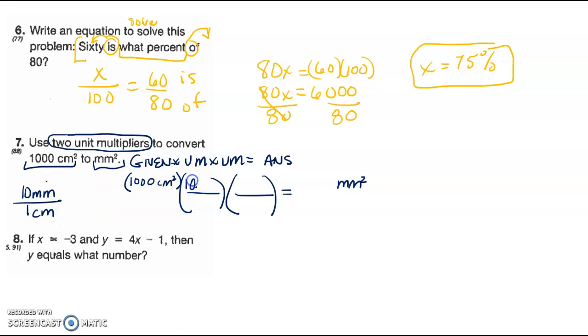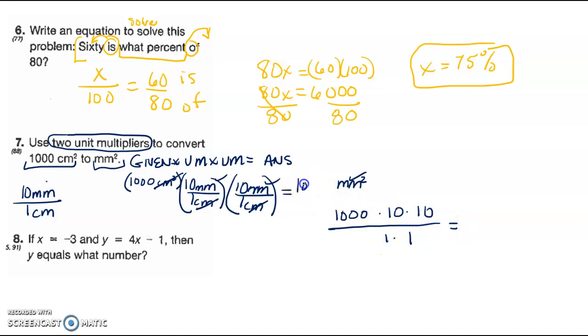Okay, so if I want millimeters in the top, and then I have my 2 centimeters here, which takes out these 2 centimeters, and then I have my 2 millimeters here, which makes these 2 millimeters. The math part looks like 1,000 times 10 times 10 over 1 times 1, which is 1, 1, 2, 3, 4, 5, and that is my answer.